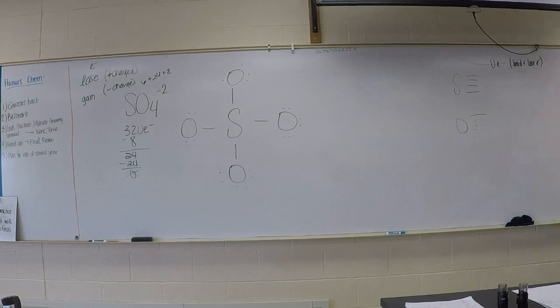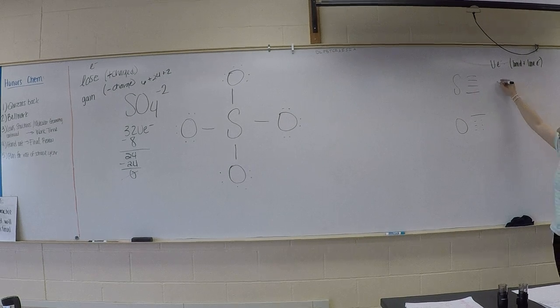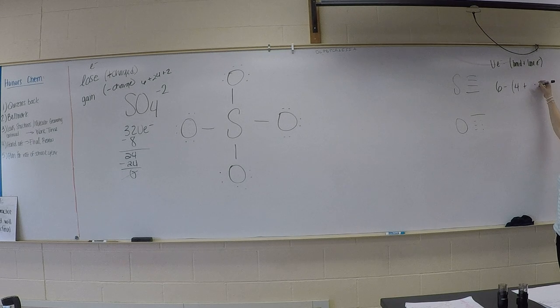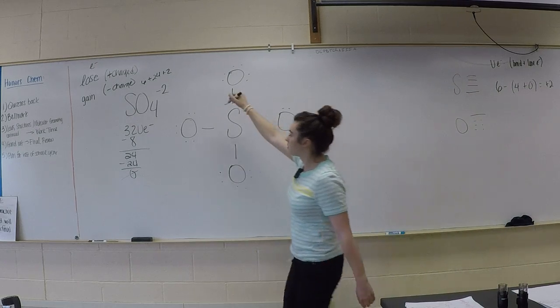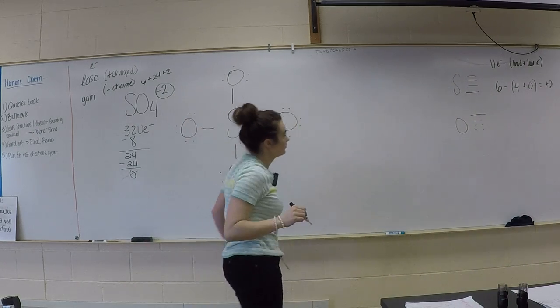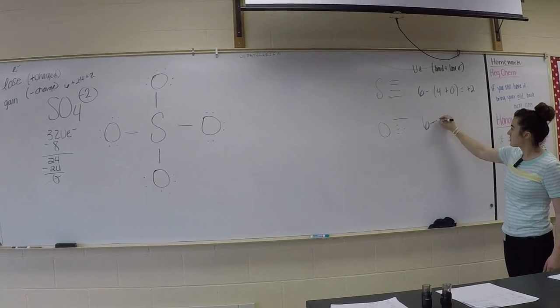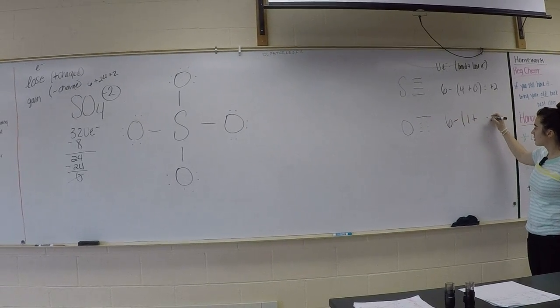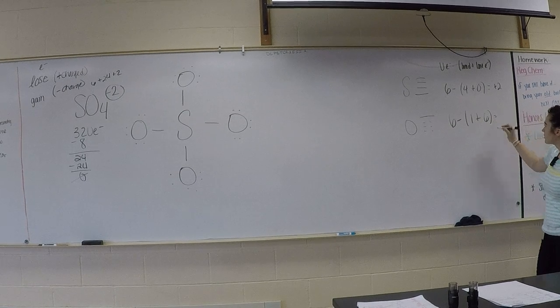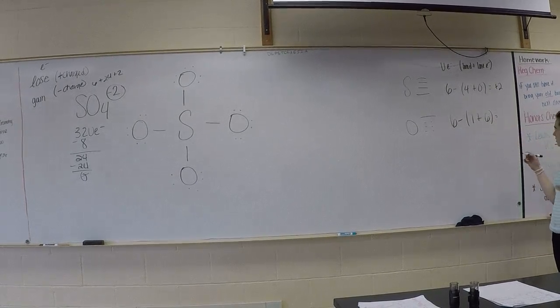Okay, so valence electrons for sulfur? 6. Minus how many bonds? 4. Plus 0 equals 2. Okay, positive 2, thinking in positives and negatives. All right, so we need ultimately all these to add up to our negative 2. And oxygen, 6 valence, 1 bond, and how many lone? 6. So, yes, negative 1.